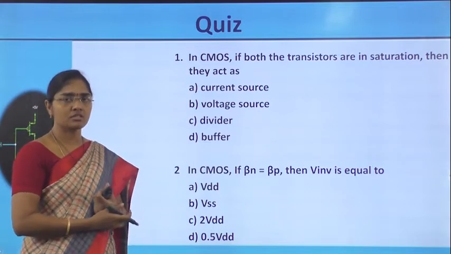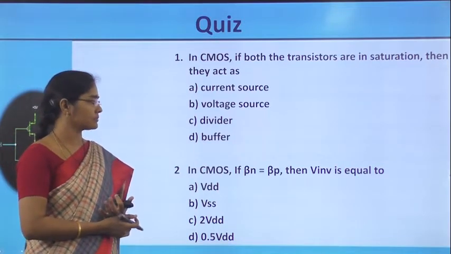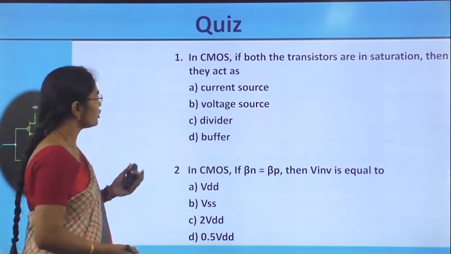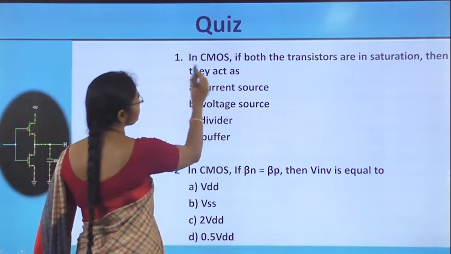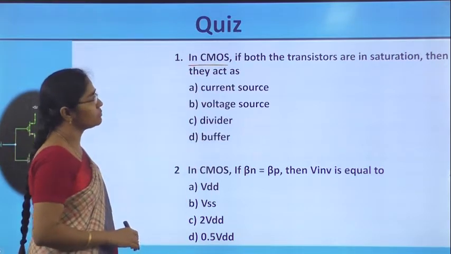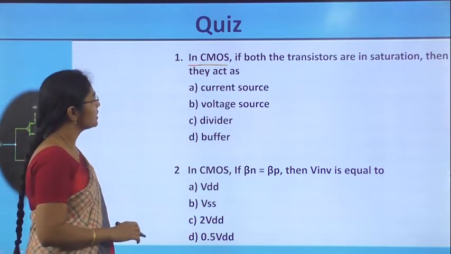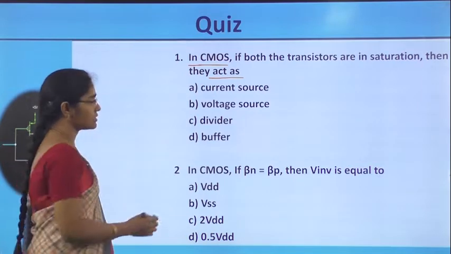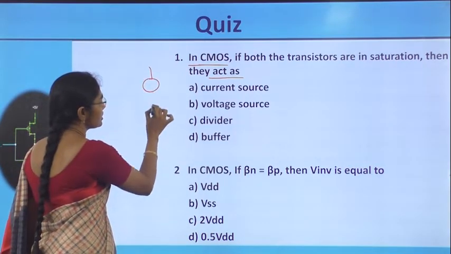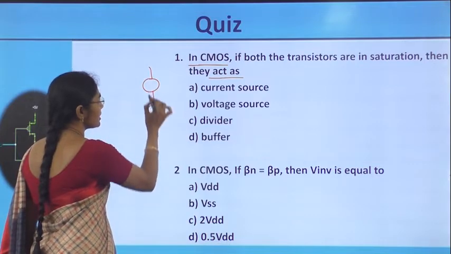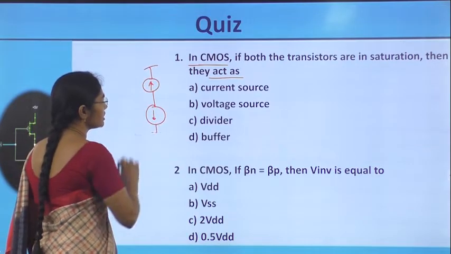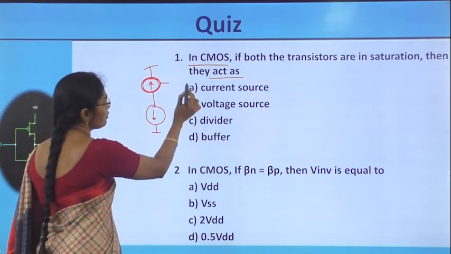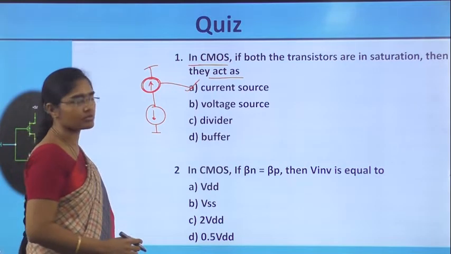Let's check this quiz to get a clarity of understanding of the CMOS inverter. In CMOS, if both transistors are in saturation, then they act as... we have seen that in region C both are in saturation and it is represented as an equivalent circuit. It is a symbol for representation of a current source. Therefore, the answer is current source.